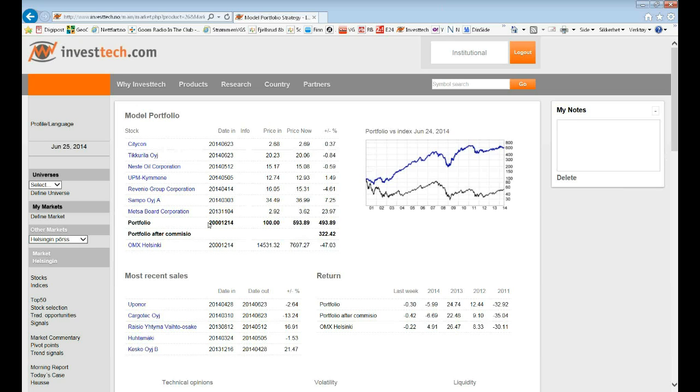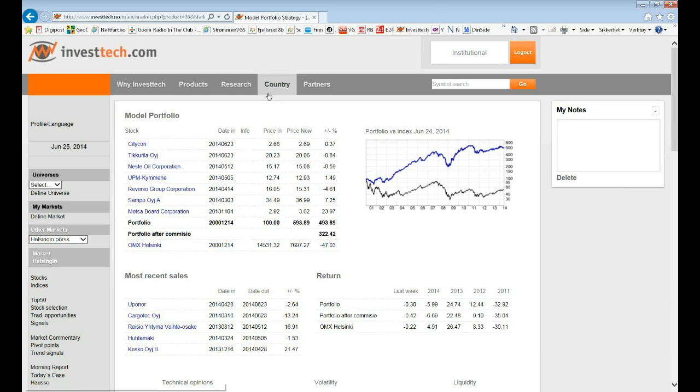After we started the model portfolio in 2000, we have made a 322% return after commission against the benchmark index of negative 47. Lately, we've been a little bit behind the index, but this is quite normal. And it also shows that the most important thing is to look at it over time.